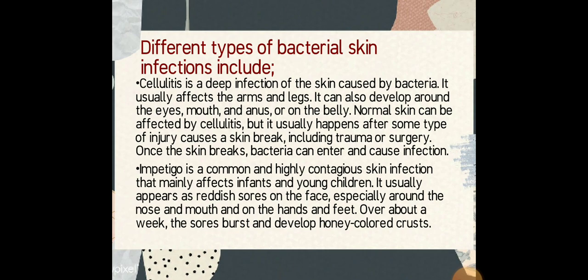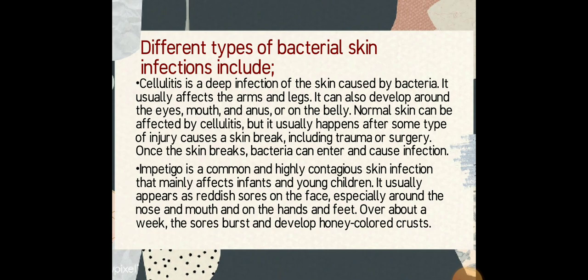And we have bacterial skin infection types. We have cellulitis. It's a deep infection of the skin caused by bacteria. It usually affects the arms and legs. It can also develop around the eyes, mouth, and anus, or on the belly. Normal skin can be affected by cellulitis, but it usually happens after some type of injury causes a skin break, including trauma or surgery. And we have impetigo.